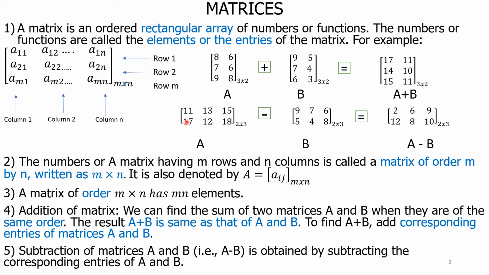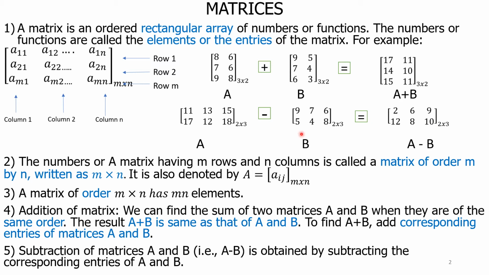Similarly, in the second row of A, we have the first element 17. 17 minus 5 is 12. And 12 minus 4, that is the second element of the second row. 12 minus 4 is 8. And the last item of the second row is 18. 18 minus 8 is 10. Thus, we get A minus B as 2 by 3.